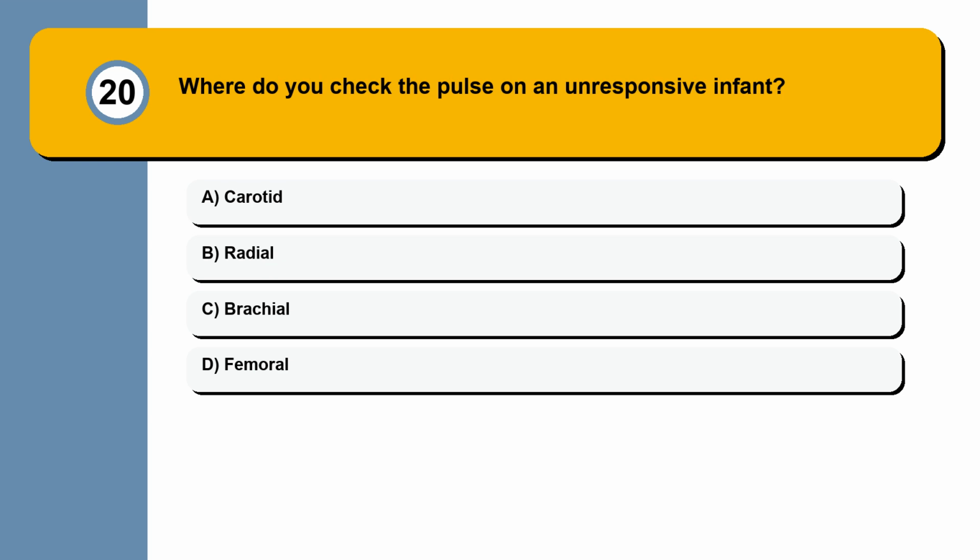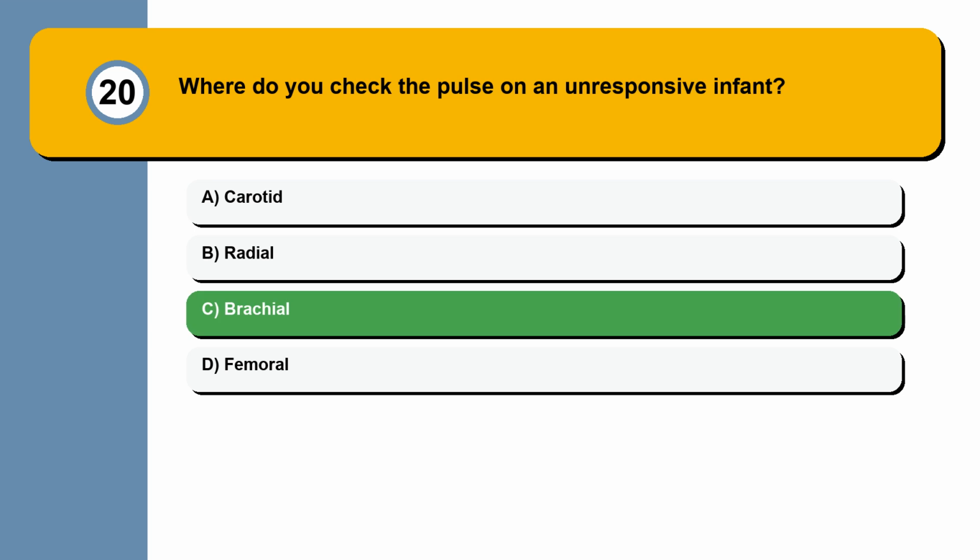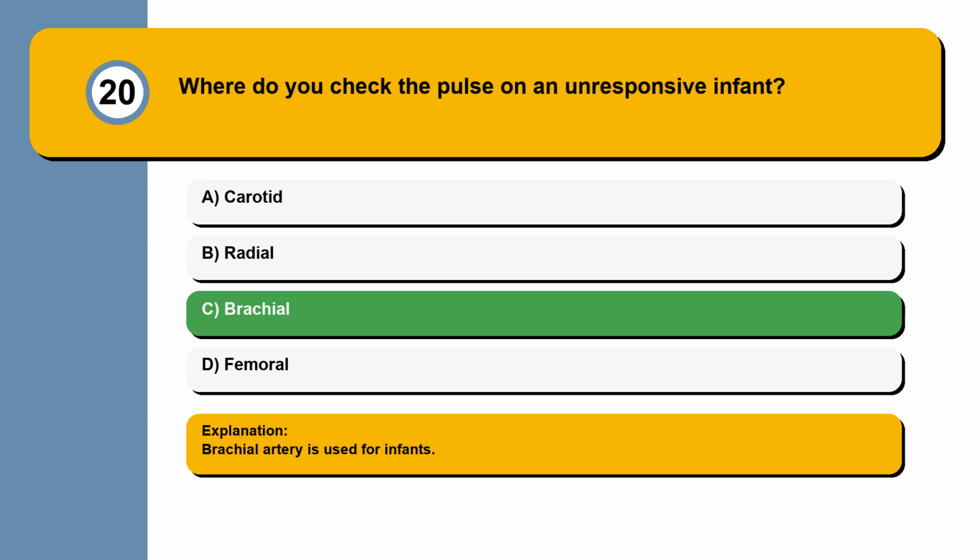Question 20. Where do you check the pulse on an unresponsive infant? Carotid, radial, brachial, femoral. Brachial artery is used for infants.